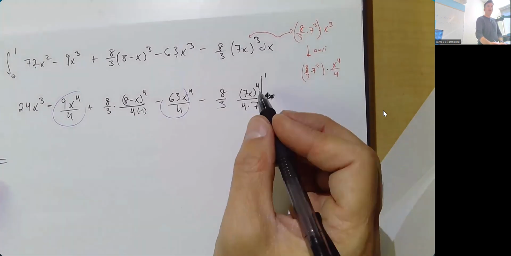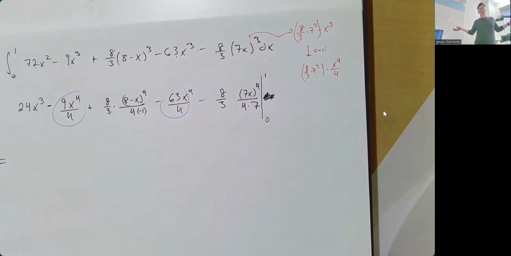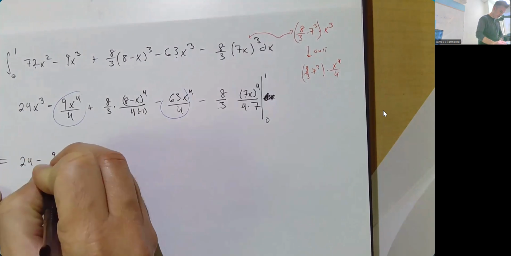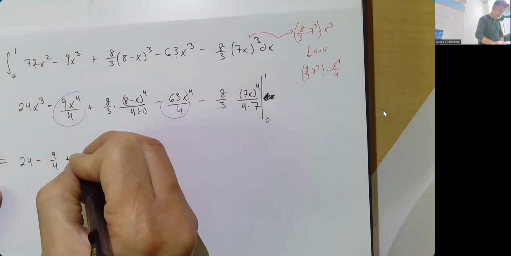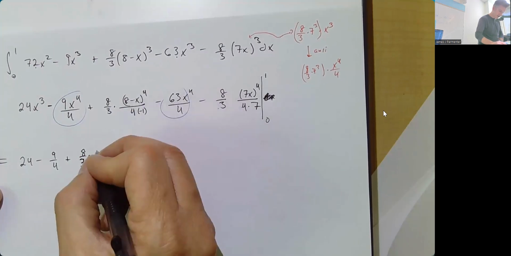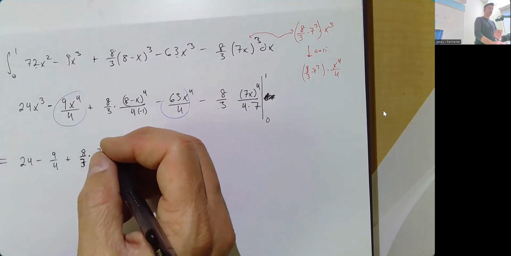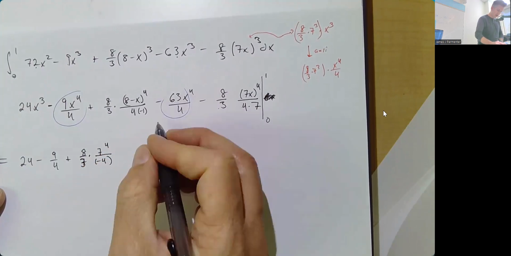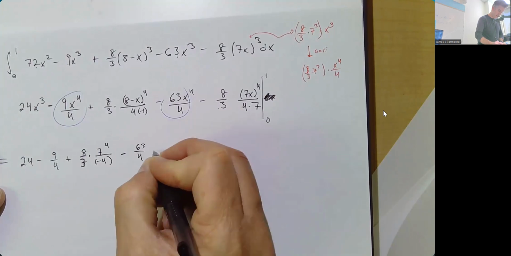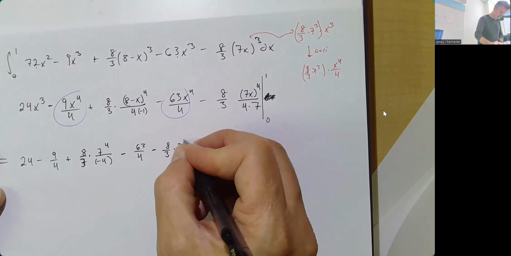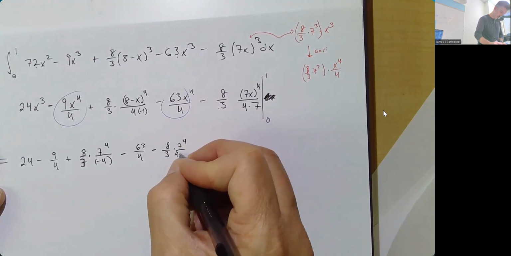Anyway, plugging in, this is where things are relatively nice at the end. You plug in 1, you just get all the coefficients. You plug in 0, you just get a bunch of zeros. So plugging in 1 and getting the coefficients, we're going to get 24 minus 9/4 plus, be careful here, 8/3 times 8 minus 1 is 7. Ooh, we have to be extra careful than I was going to be. So we get 7 to the 4th over a negative 4 minus 63 over 4 minus 8 over 3 times 7 to the 4th over 4 times 7.